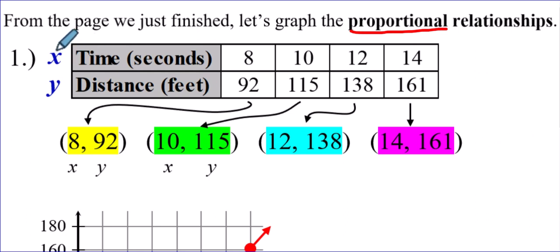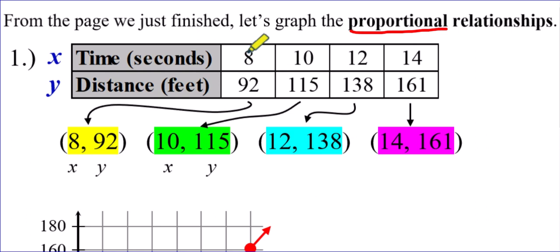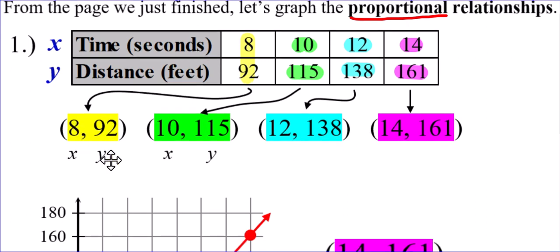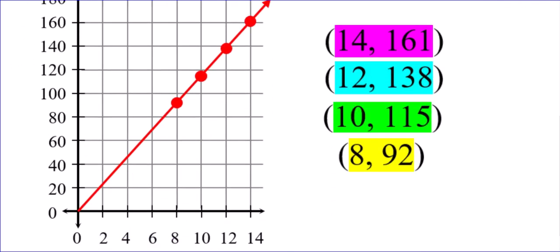The first row is going to be the x's, the second row is going to be the y's, so that's going to give us 4 ordered pairs. Each column is an ordered pair, so 8 and 92 is the first ordered pair, 10 and 115 is the second ordered pair, 12 and 138 is the third ordered pair, and finally 14 and 161 is the fourth ordered pair. You can see I've already typed these up for you. First number is the x, second number is the y. And what I can do then is graph this on an x and y axis on the coordinate plane. So for 8 and 92, I would go right 8, up 92.